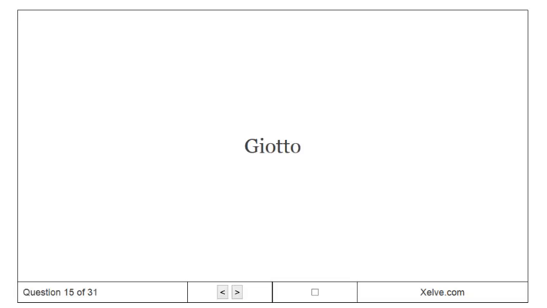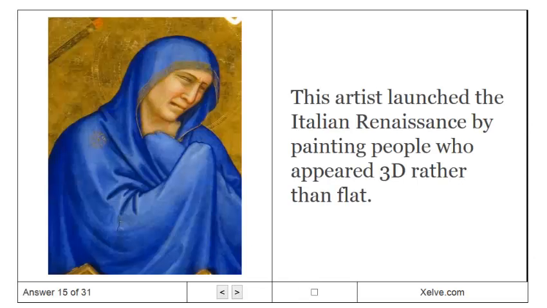Giotto. This artist launched the Italian Renaissance by painting people who appeared 3D rather than flat.